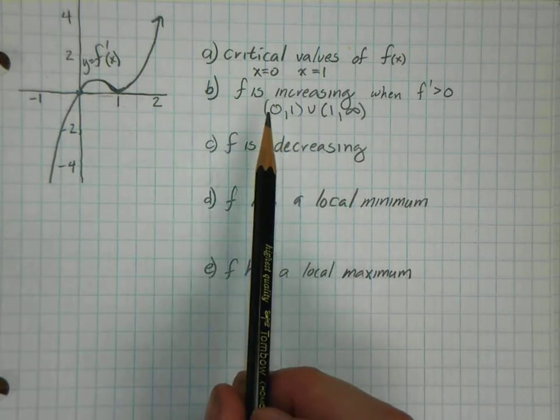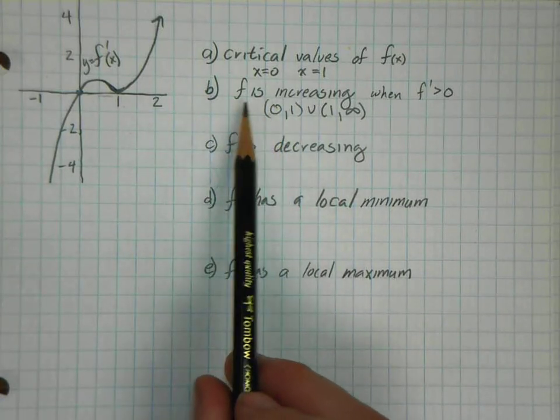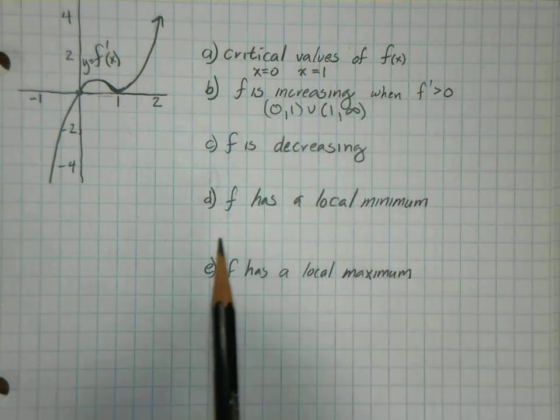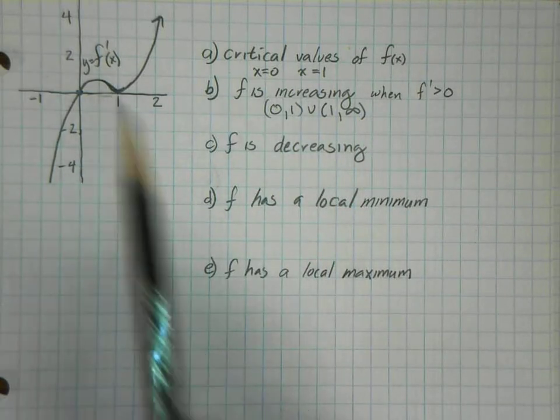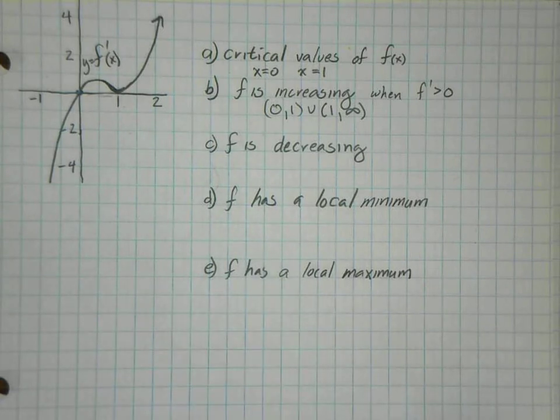Just break it down. Pretend like you don't have this graph. Where is f increasing? When f prime is positive. This is a graph of f prime. Where is this graph positive? Wherever this graph is above the x-axis.